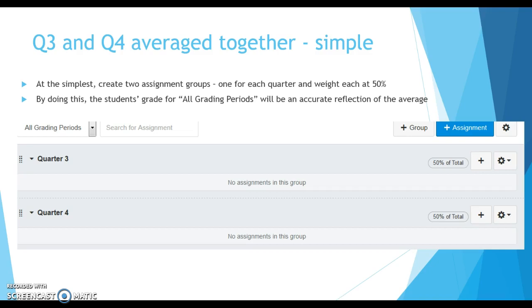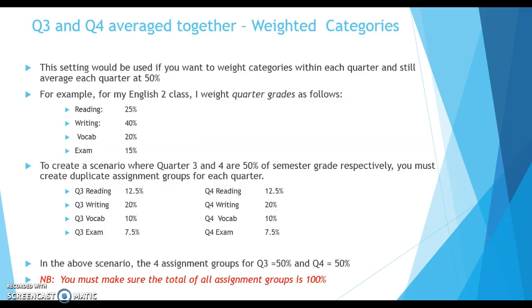This is certainly the simplest way to do it, but I think, in fact, I know that most of us do our grades in a more nuanced fashion than this. We like to assign weights to categories. So the last screen that I'm going to show here that I'm going to spend a few minutes on is if we want to average our quarter 3 and quarter 4 together, but yet we want to weight the categories within each quarter.